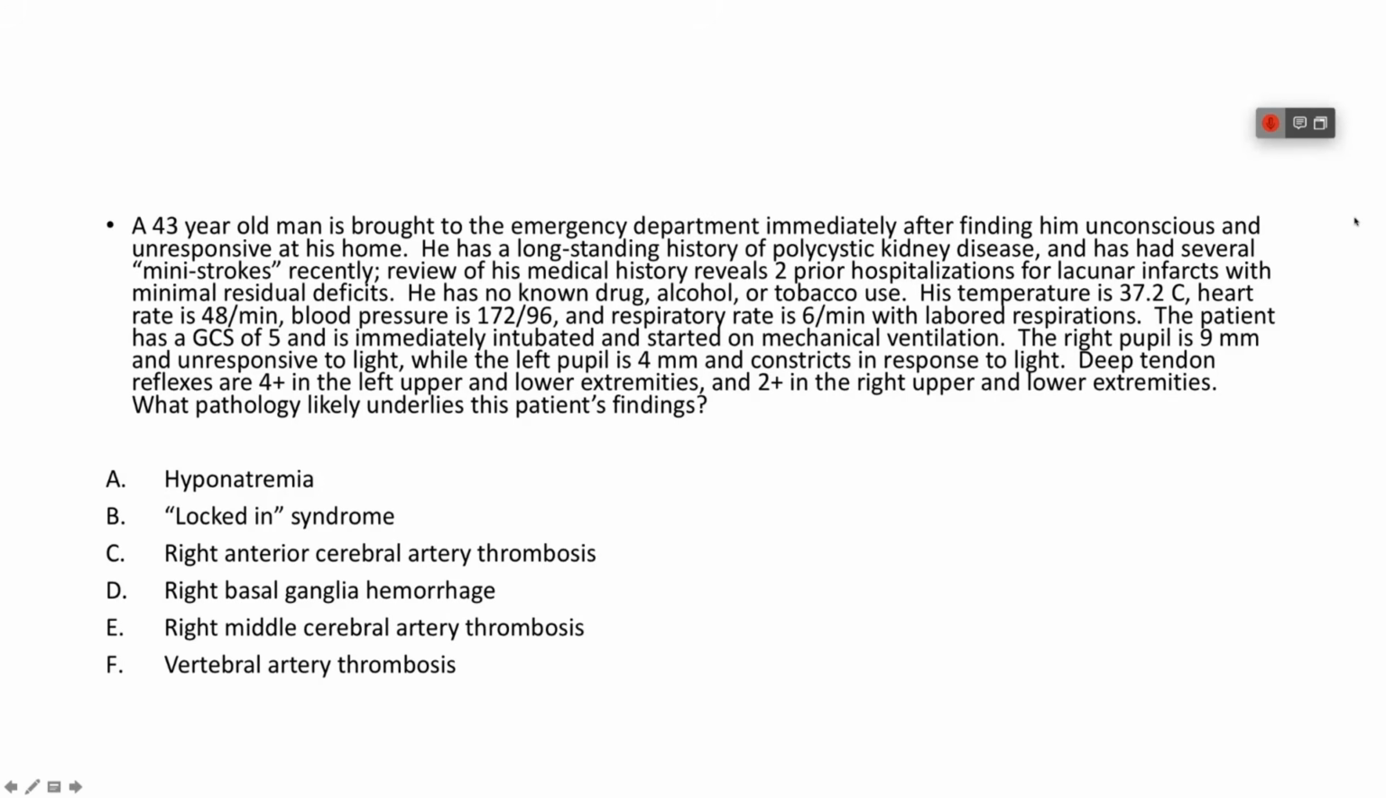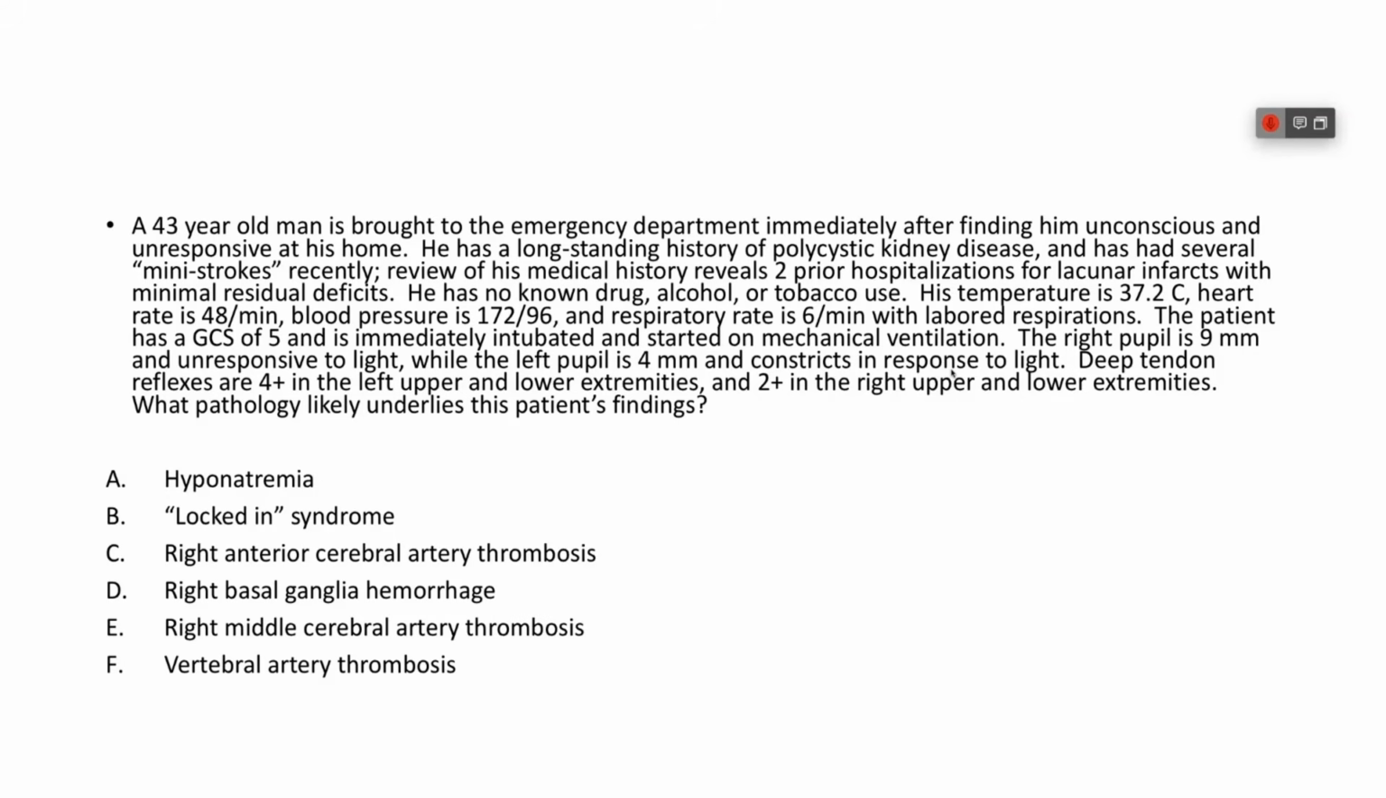What does this mean? What's the significance of this? Okay. So basically they're telling you that the right pupil is unresponsive to light. Whenever you shine a light into the eye, it should constrict. And since they're telling you that, there's probably damage to cranial nerve 3 or cranial nerve 2.